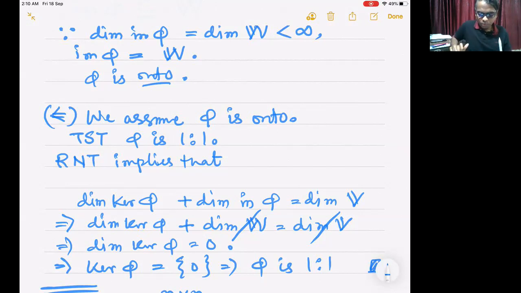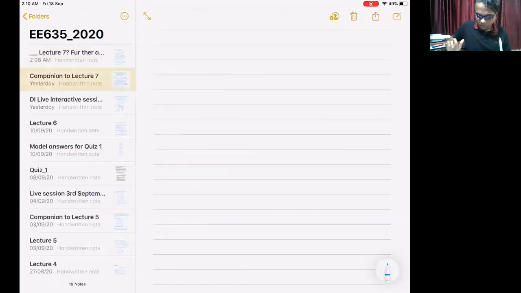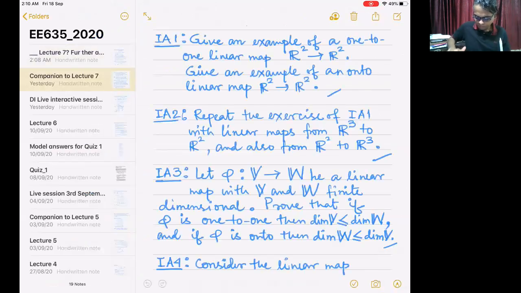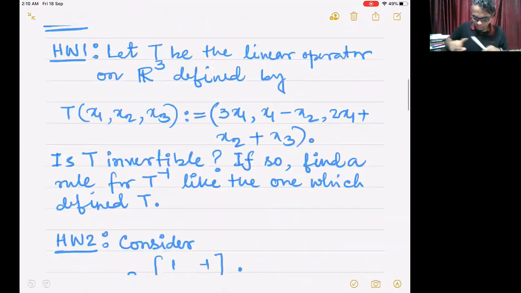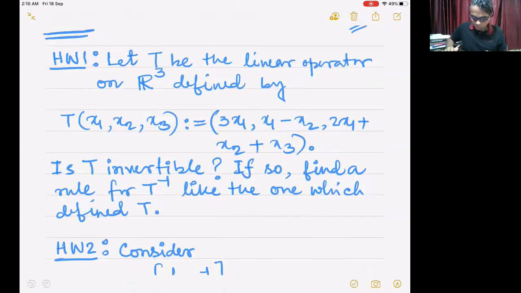Okay, but before we proceed to the third and final module, you will have to prove some problems. So here is a homework problem. Let T be the linear operator on R^3, that is a map from R^3 to itself, which is defined like this. Find out whether T is invertible. Then if so, find a rule for T inverse like the one which defined T. So the way T is defined, is it possible to find a similar definition for T inverse?